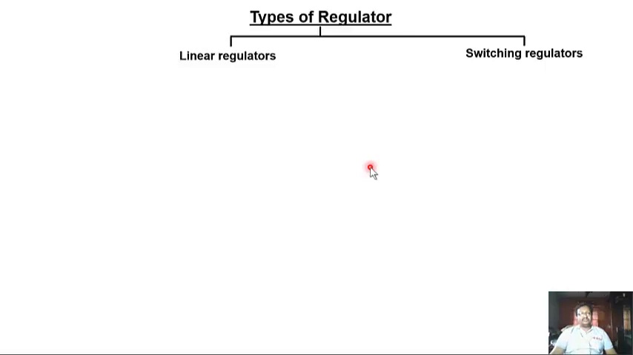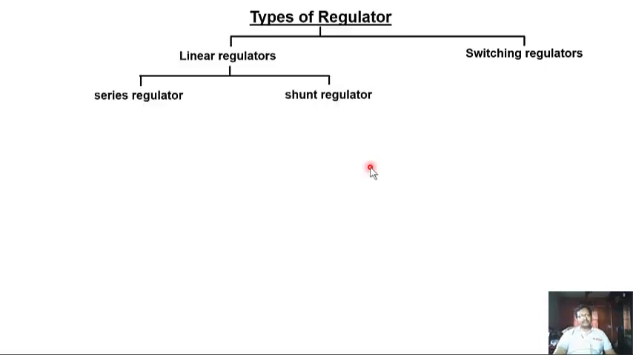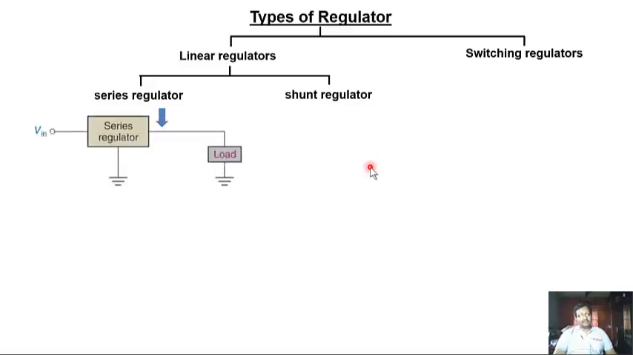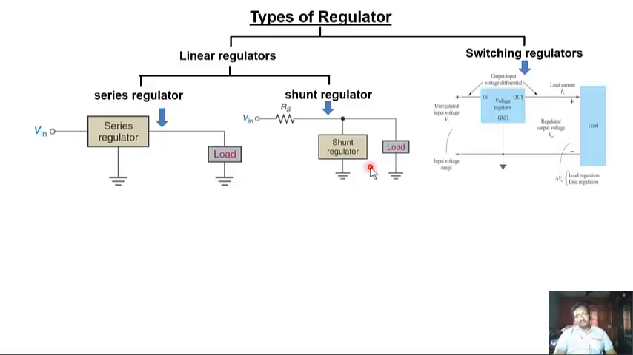What are the different types of voltage regulators? There are 2 categories: linear regulators and switching regulators. Linear regulators are again of 2 types: series regulator and shunt regulator. Why is it called series? Because the regulator is in series with the load, and in a shunt regulator the main controlling unit is in parallel with the load. Now what about the switching regulators? The transistors are not in the active region. Their basic principle depends on switch on and off conditions. That is why they are the most efficient regulators.